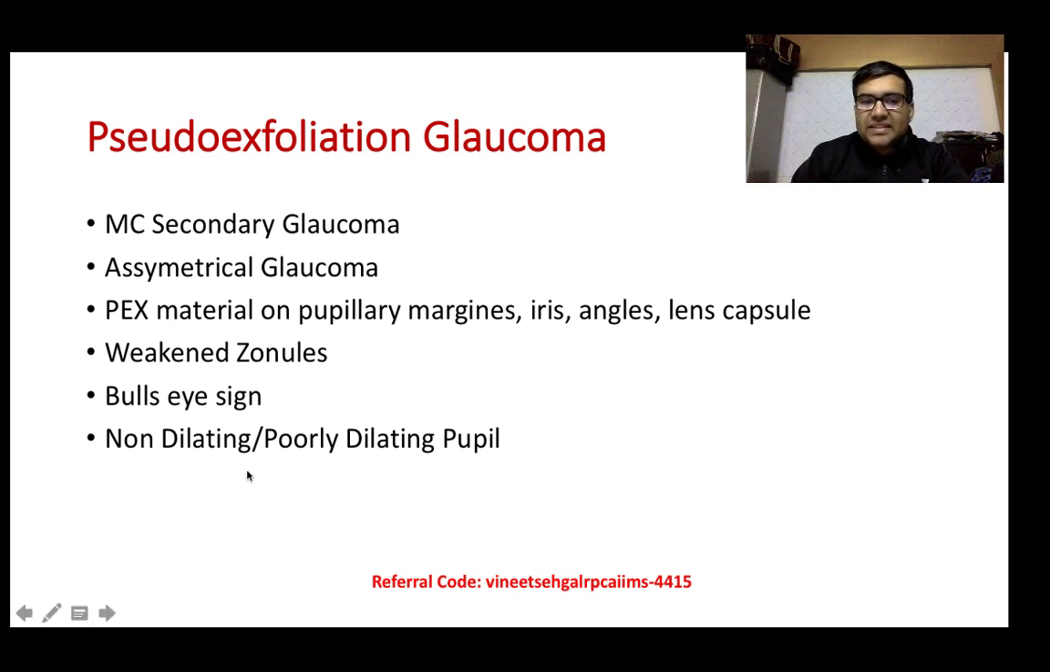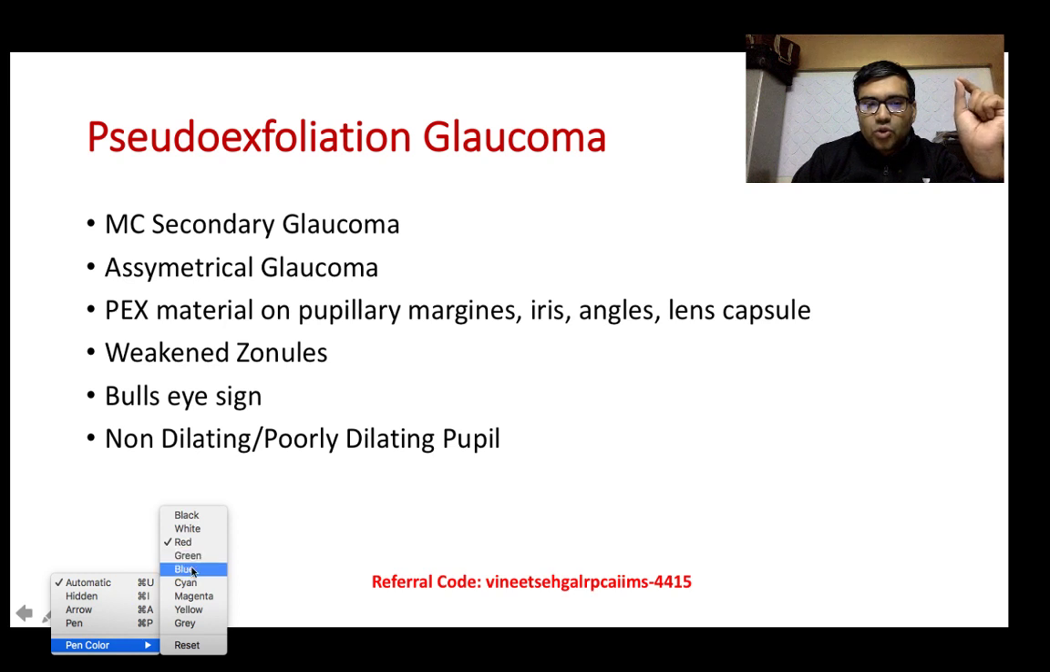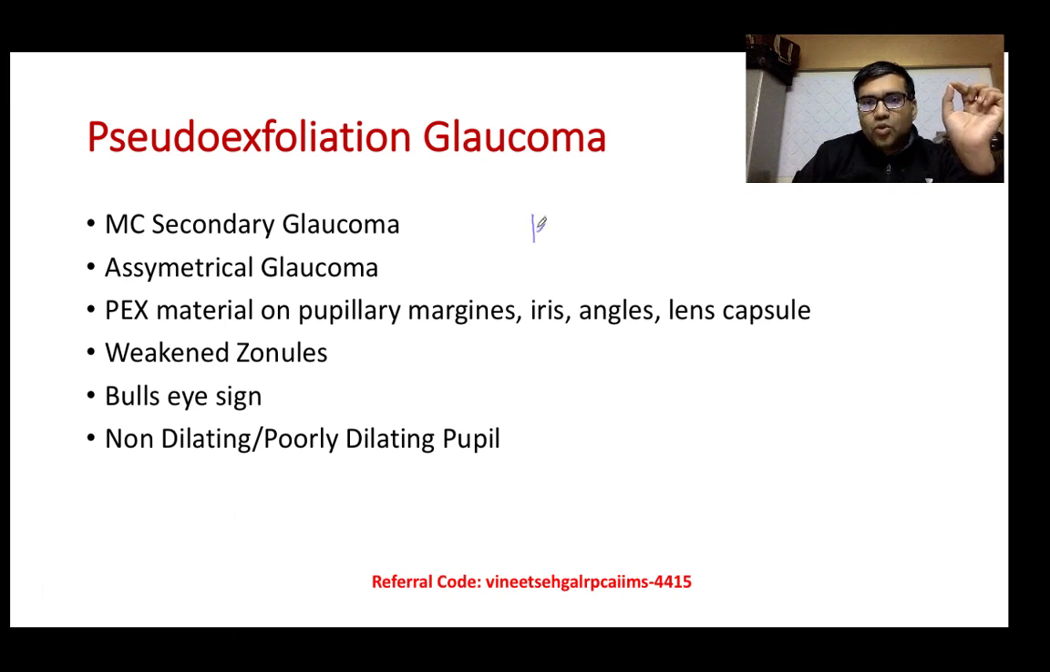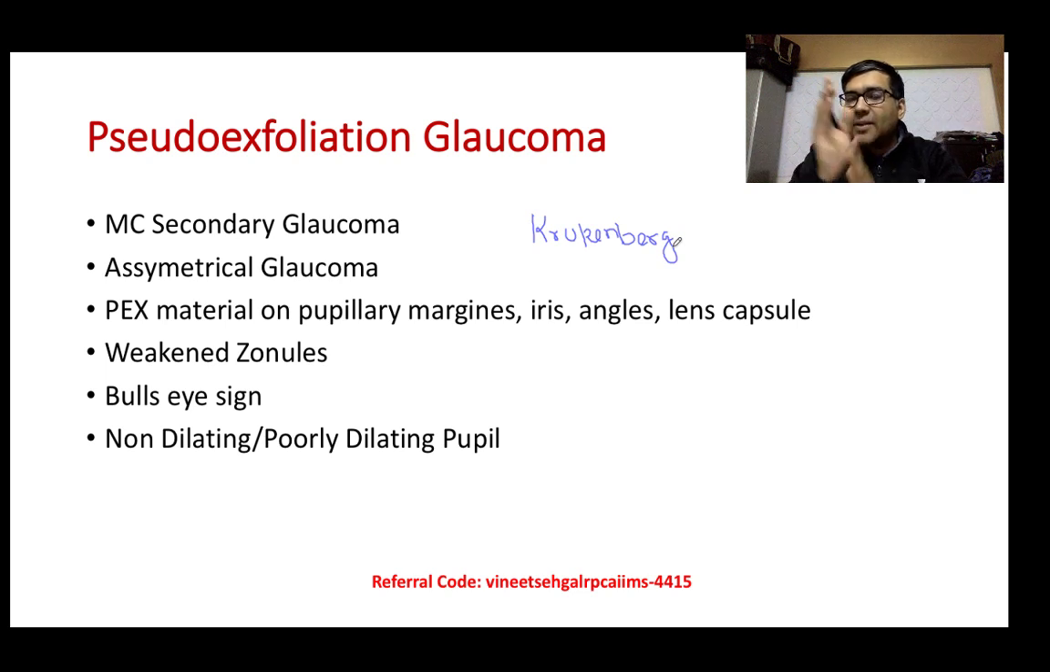Then the pupil, because of the fluffy material on the pupil and the iris atrophy, is non-dilating or poorly dilating. These are some important points. Two more important points that I want to tell you: Krukenberg spindles, which we have read about, are the pigment lines deposited on the endothelium of the cornea. They can also be seen in pseudoexfoliation glaucoma. Should we continue?